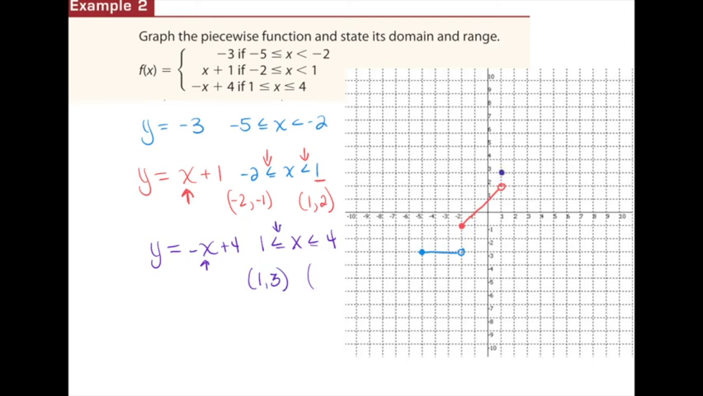What happens when we plug in a 4? Negative 4 plus 4. 0. Does it include that point? Yes, it does. 4, 0. And then I connect those dots. That is my function. That is my piecewise function. I just graph each piece of it. You can do that by graphing your endpoints because these are all lines. And then you can just leave it the way it is. Make sure you do open or closed depending on whether it is or equal to or not.